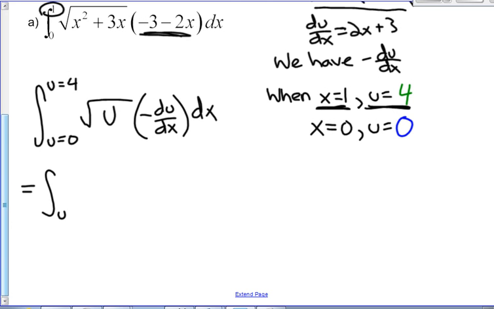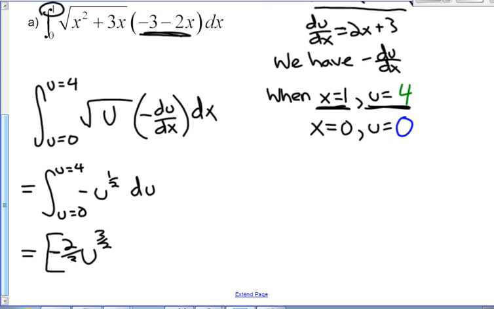In other words, we have the integral from where u is 0 to u is 4 of negative root u du. And right away, we know that we don't want to deal with a radical, so let's call that negative u to the half. From here, we can integrate. So power goes up by 1. That's u to the 3 over 2. The flip of the new power goes in front. And we're looking at boundaries of u equals 4 and u equals 0.